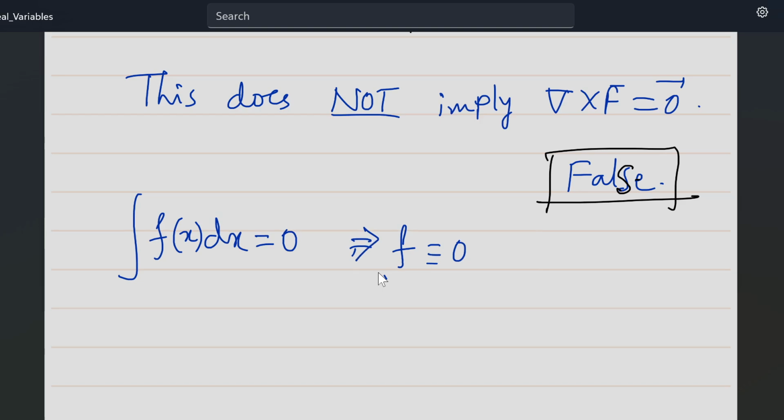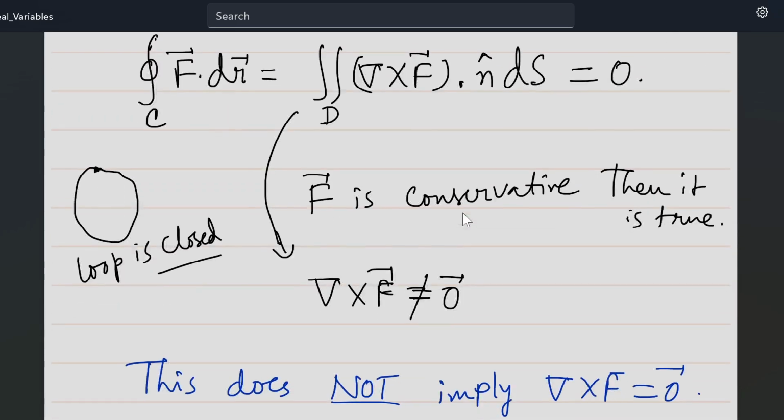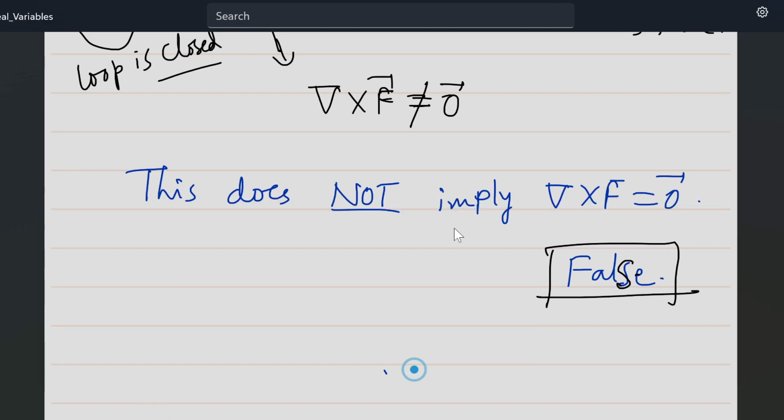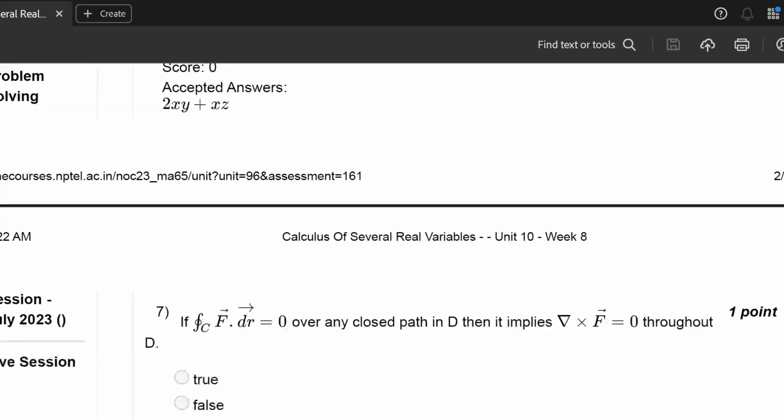For a real function, in real analysis, no. You can visualize the same thing here, because integral means area, right? Suppose this is a symmetric area. So the integral of f dx is 0, but f is non-zero here. So you can visualize that here it is false. It is a false thing, but maybe sometimes the answer may be wrong. Okay, so I'll move to the next question.